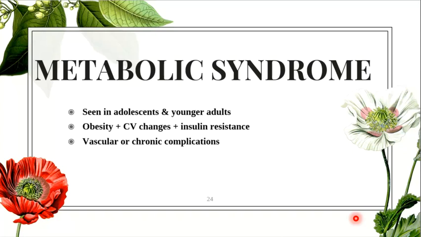I have to touch base with metabolic syndrome. Metabolic syndrome is generally seen in adolescents and younger adults. What happens over here is there is obesity plus cardiovascular changes and insulin resistance. Okay, so the patient will be obese, will have some cardiac problems also, and there will be diabetes also. There can be vascular or chronic complications. It's a part of diabetes, chronic complications also.